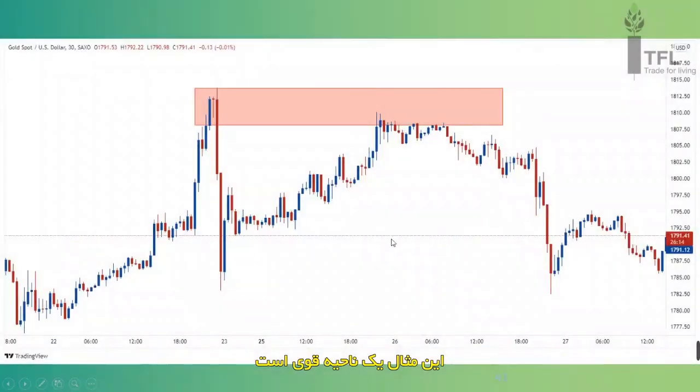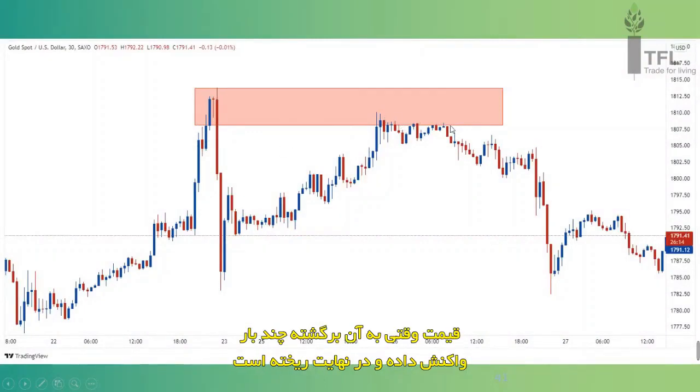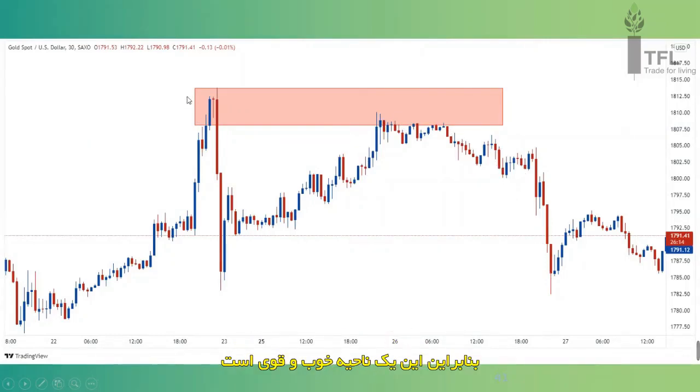So the example over here is the strong zone. You can see that the price drops nicely, so it creates a supply zone. When the price comes back, it may react a few times, but eventually it drops, all right? So this is a very nice, good strength type of zone.